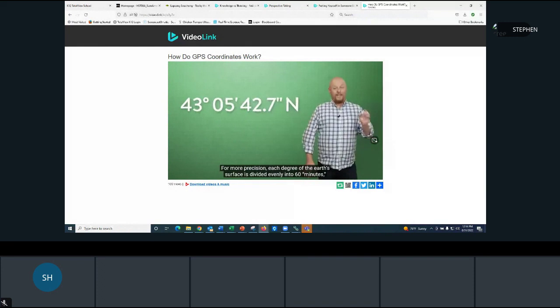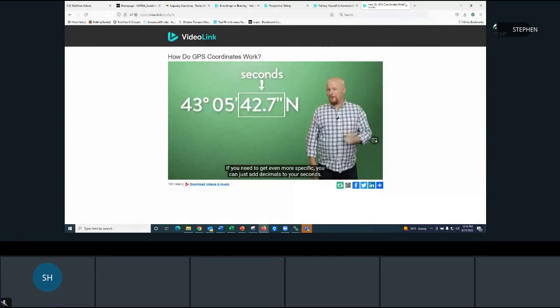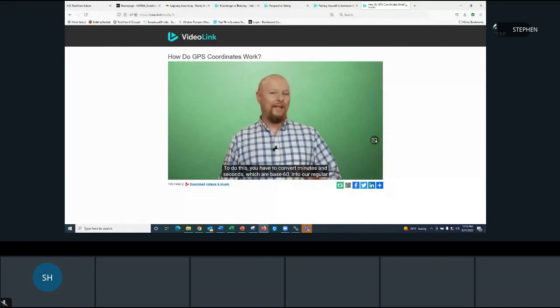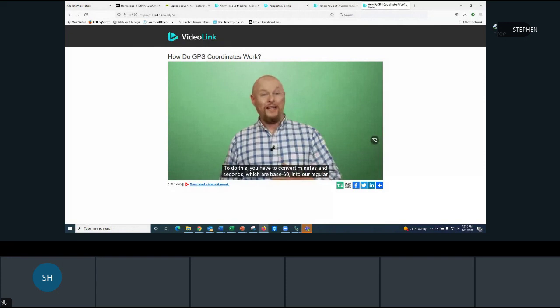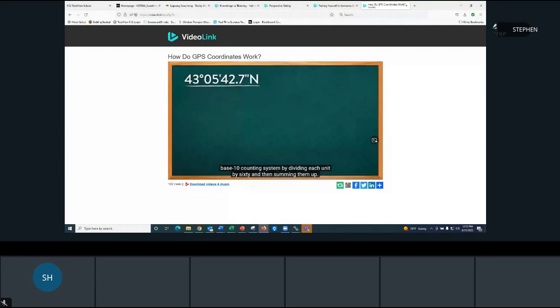For more precision, each degree of the Earth's surface is divided evenly into 60 minutes, and each minute is divided into 60 seconds. If you need to get even more specific, you can just add decimals to your seconds. Alternately, you can write the whole coordinate in decimal notation. To do this, you have to convert minutes and seconds, which are base 60, into our regular base 10 counting system by dividing each unit by 60 and then summing them up.